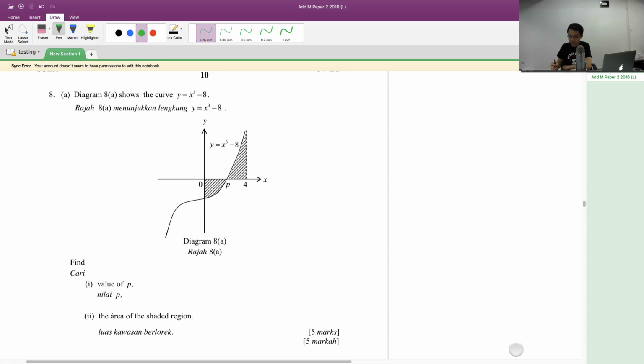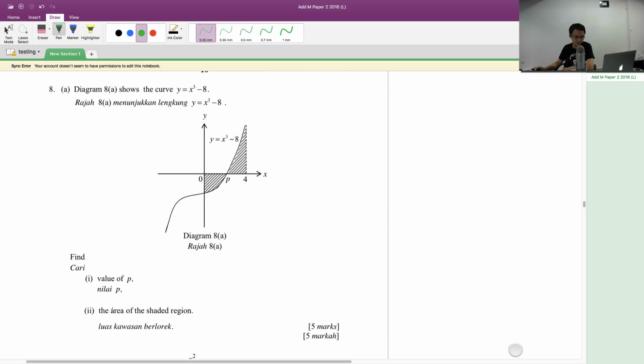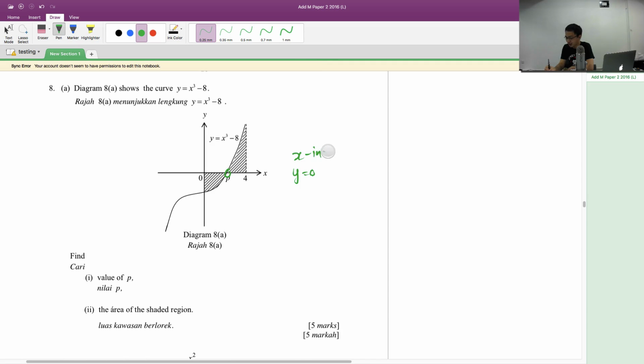Alright, so for this integration question, you need to find the value of P. Does the question give you any information? It's very easy because P is the x-intercept. For the x-intercept, y is equal to 0, always. Just please remember, x-intercept, y is equal to 0.